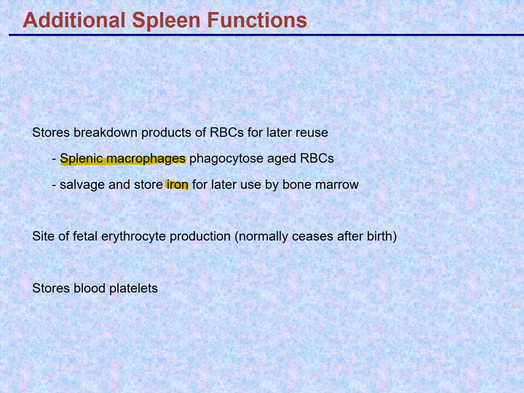The protein part of the hemoglobin, the globin chains, get chopped up into amino acids. But the heme group gets processed in the liver and gets formed into bilirubin.